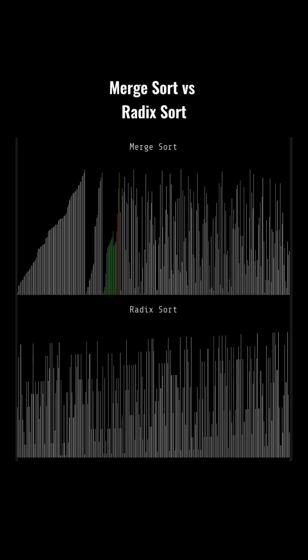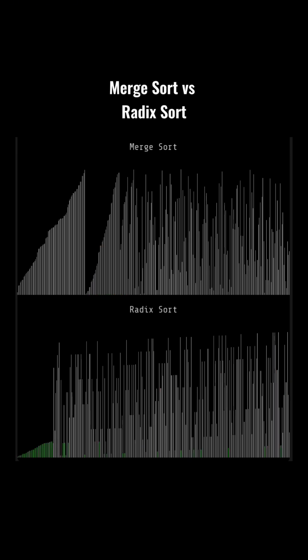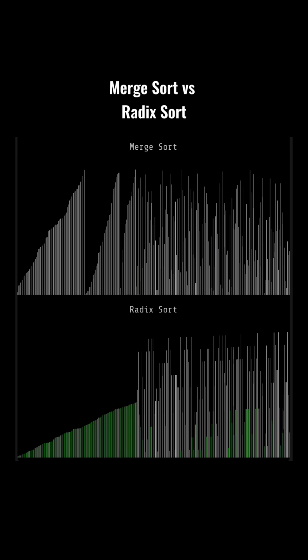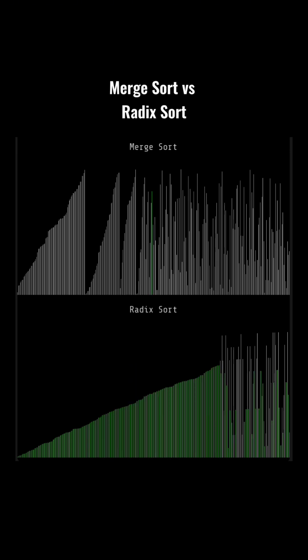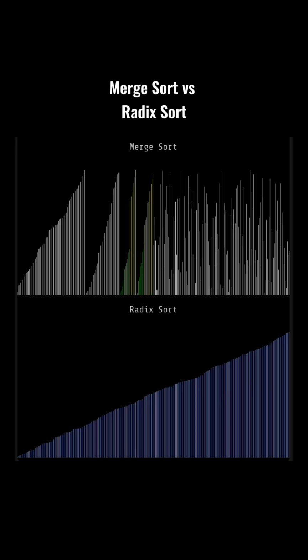And its opponent, radix sort. This algorithm is extremely effective with integers because it takes its own unique path. Radix sort doesn't compare numbers to each other. Instead, it looks at the individual digits.